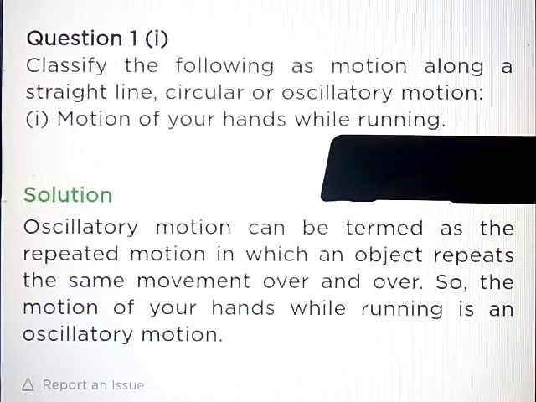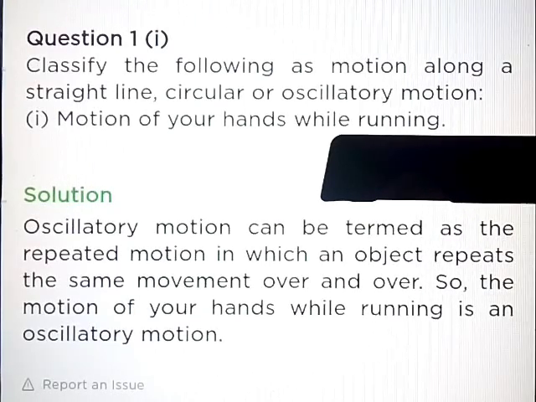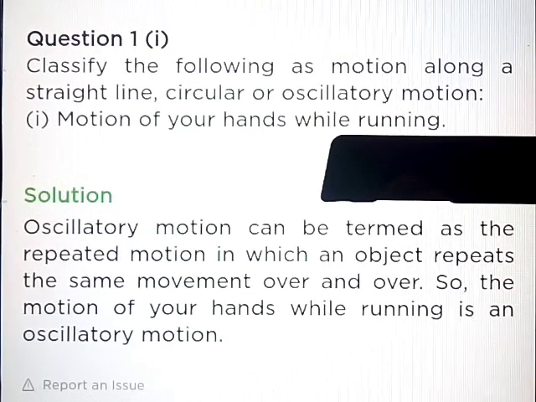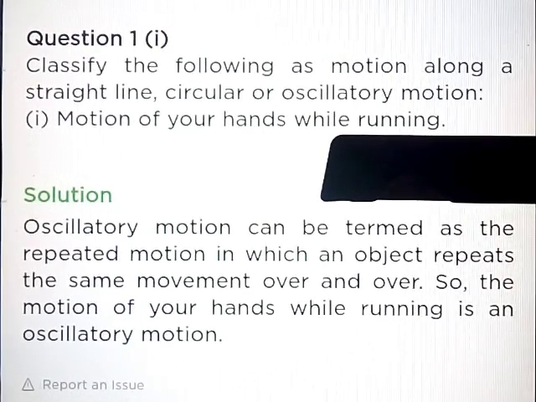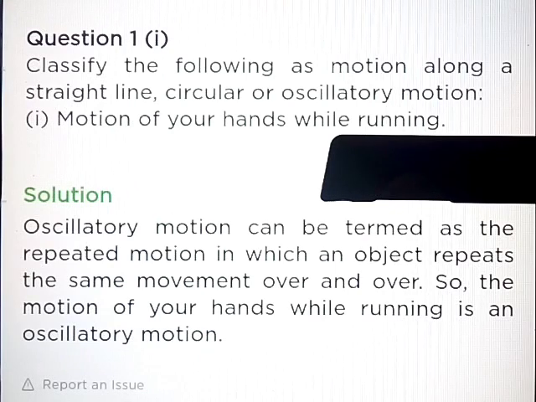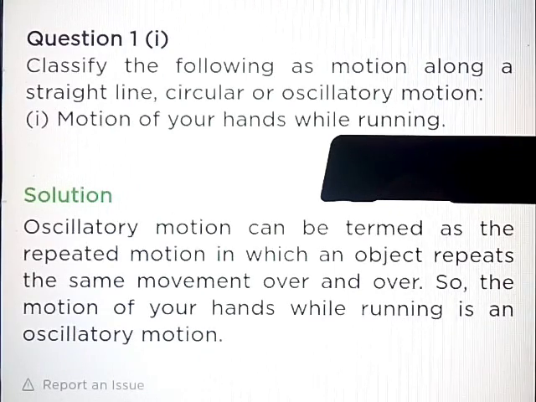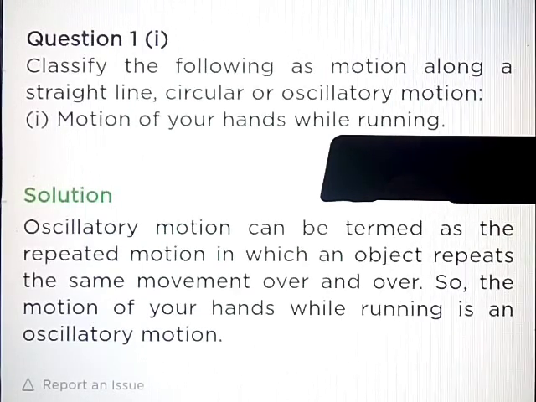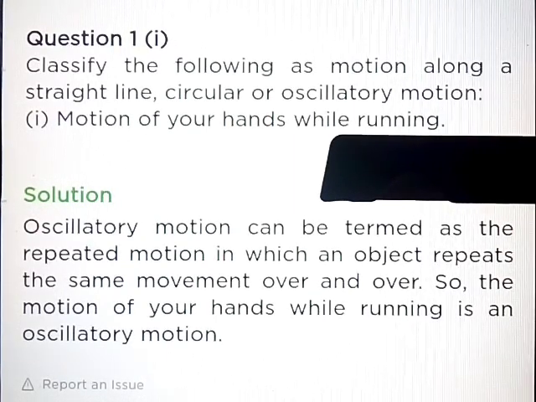Hello friends, today we are going to learn the NCERT question answers of chapter number 12, Motion and Time. Question number 1, classify the following as motion along a straight line, circular or oscillatory motion. Motion of your hands while running.